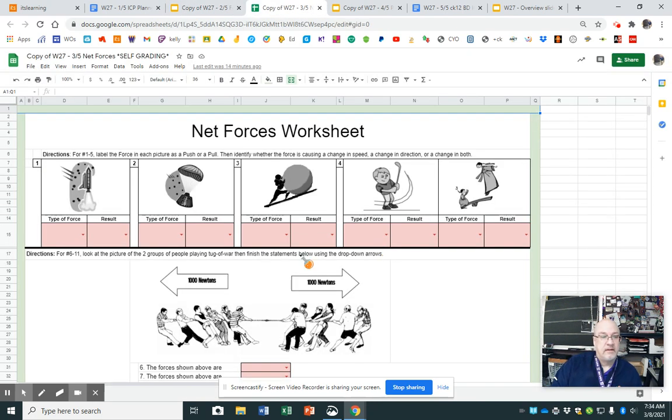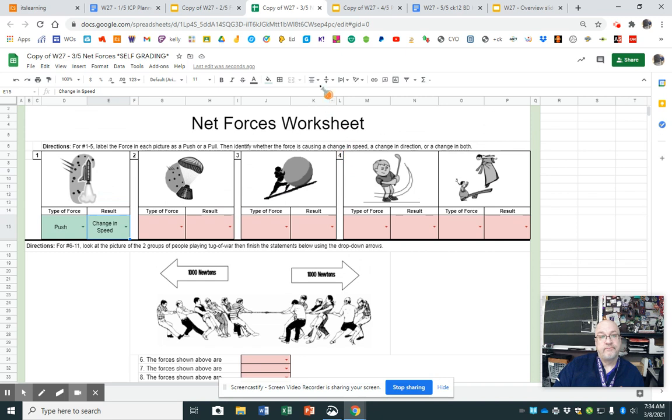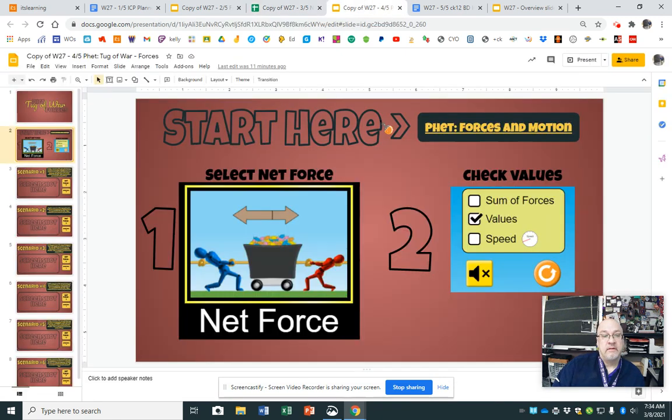Step 3. What type of force is this? This is going to be a pushing up. The thrust is pushing it up, and it's a change in speed. Once you get them right, they'll turn green. There's a couple more things to do down there.